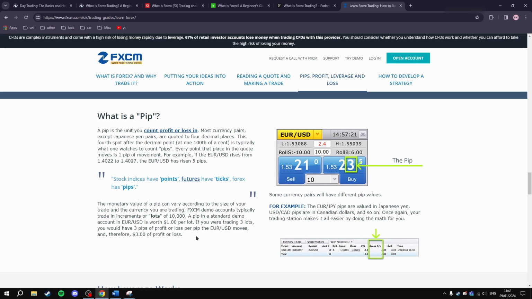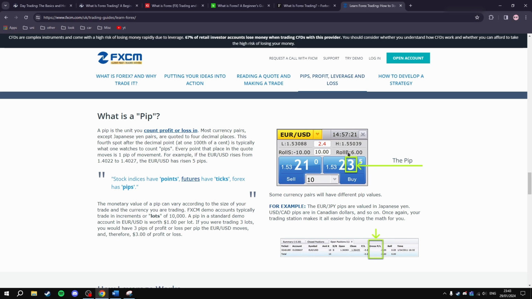3 pips of profit or loss per pip the EUR/USD moves, and therefore $3 of profit or loss. The pip, so you can see this is the 1, 2, 3, 4 value here. Some currency pairs will have different pip values.